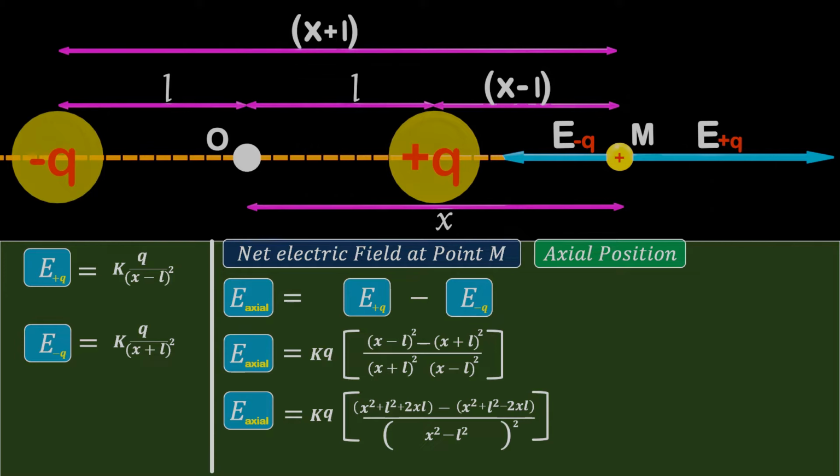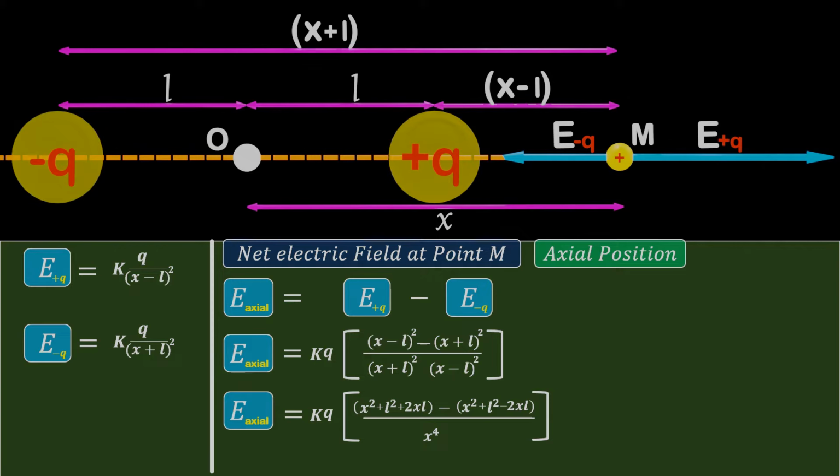Now, it is important to understand that in a dipole, the distance between the two equal charges, L, is very small compared to the distance x at which we are calculating the electric field. Hence, we can neglect the term L square. After neglecting it, the denominator will be left with x to the power 4.